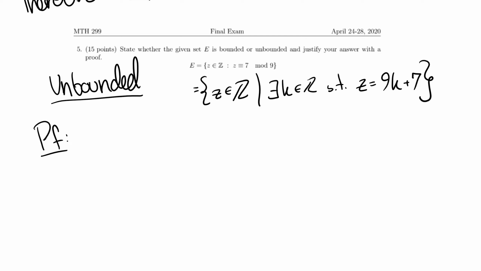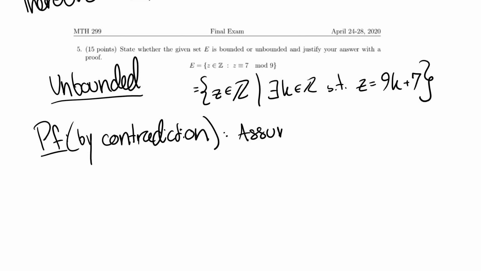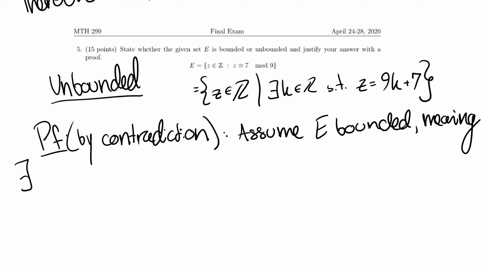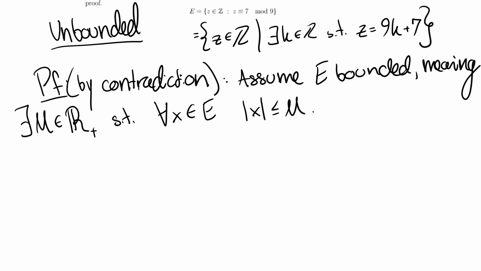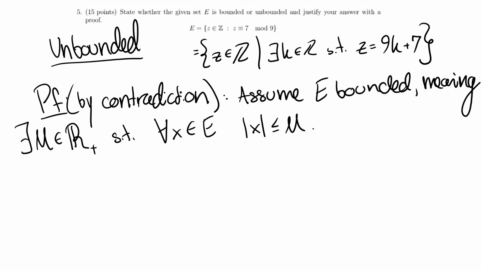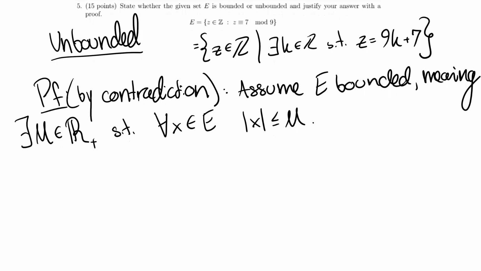Okay, or unbounded, because they're negations of each other. I'm going to do it by way of contradiction. Assume E bounded, meaning there exists some, let's say, m in the non-negative reals such that for all elements x in E, the absolute value of x is less than or equal to m. And unbounded is just the negation of that, so we don't need to state both, just one of them. I'm assuming that we have this m here, but we're going to try to show that that's actually not a bound.